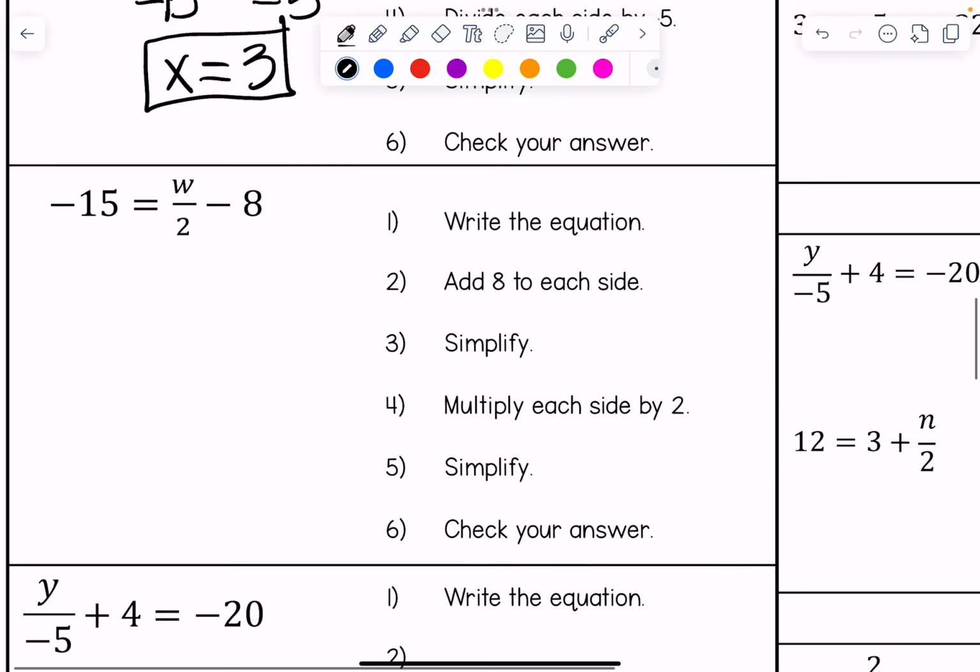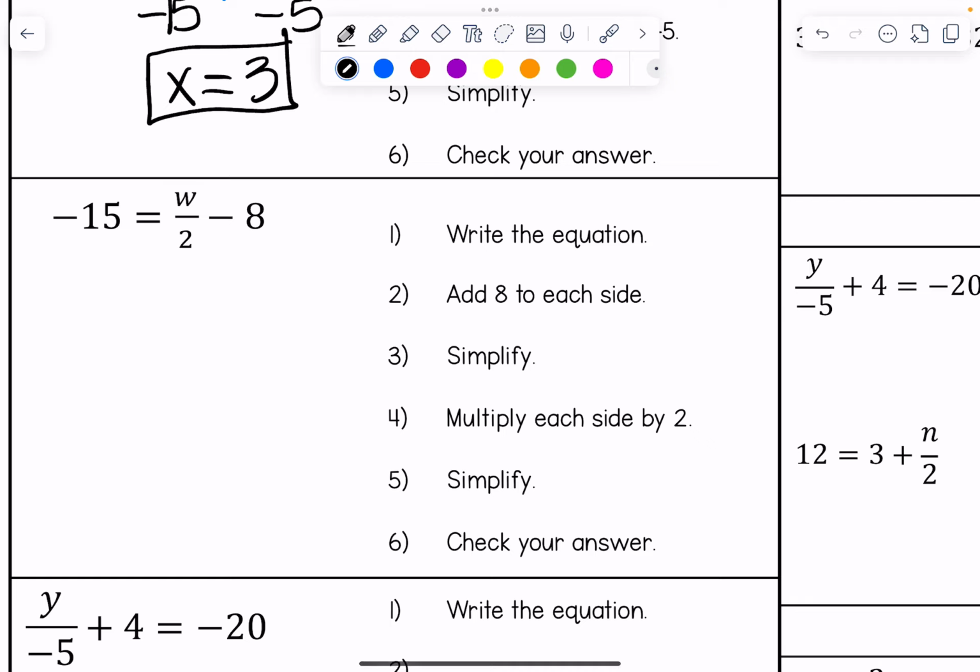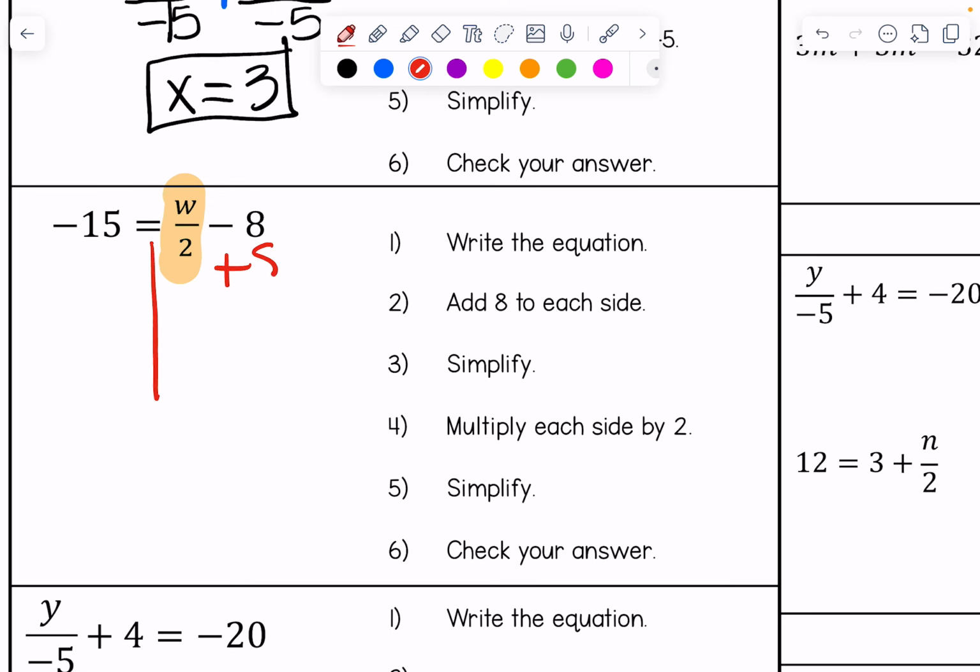I'm going to look at another example. So here I have -15 has the same value as w divided by 2 minus 8. And so when I look at this, I want to think, okay, where's my variable and what's most closely tied with it? That would be the first thing that had happened to that variable. But again, we want to go in the opposite order. I need to unwrap my equation. So since the w was first divided by 2 and then I subtracted 8, I need to undo that subtracting 8 first. So to undo subtracting 8, we're going to add 8 to both sides.